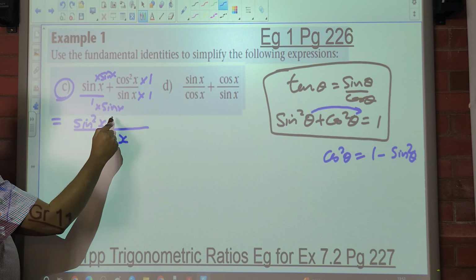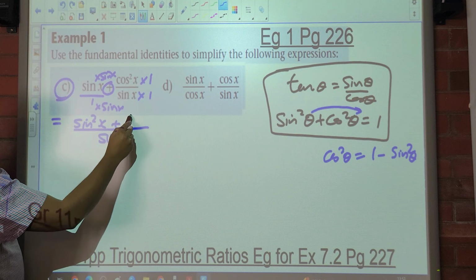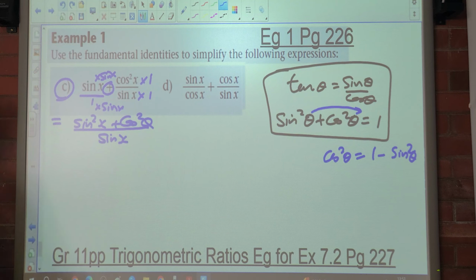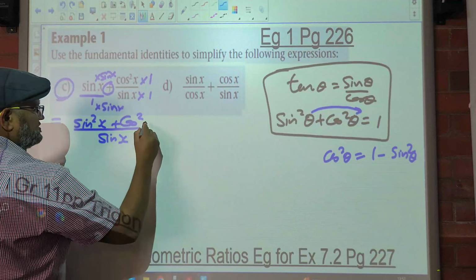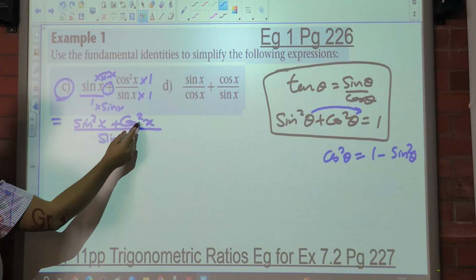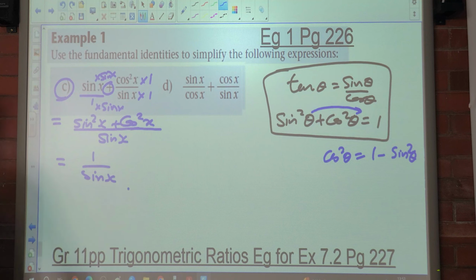And plus, because there is a plus. Cos squared x times 1 is cos squared x. Yeah, but I wrote theta by mistake. Then they give me a chance to make a mistake. So what is sine squared x plus cos squared x? 1. So this answer is 1 over sine x. Easy, no? Easy.